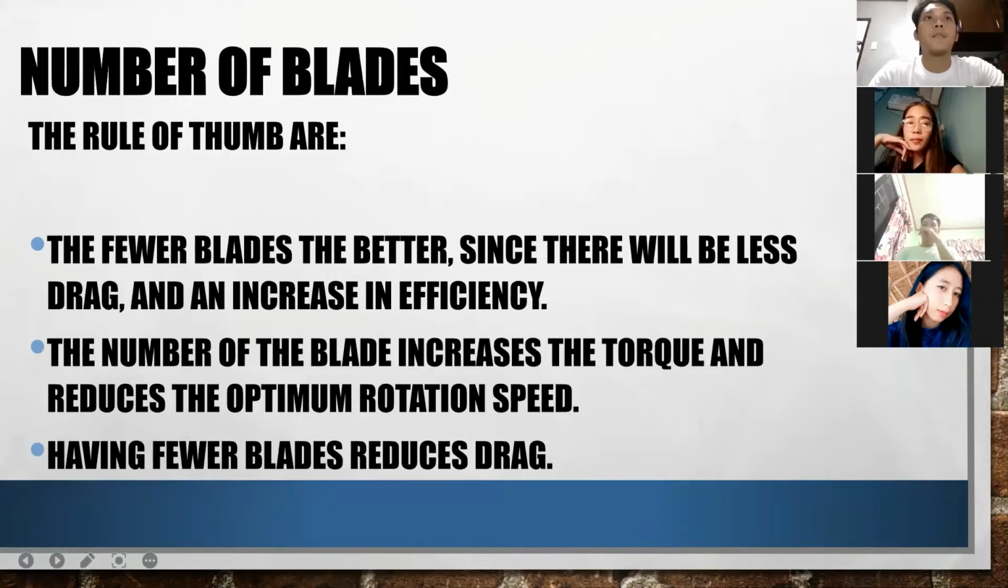Number of blades. The rule of thumb is the fewer blades the better, since there will be less drag and an increase in efficiency. The number of blades increases the torque and reduces the optimum rotation speed. Having fewer blades reduces drag.